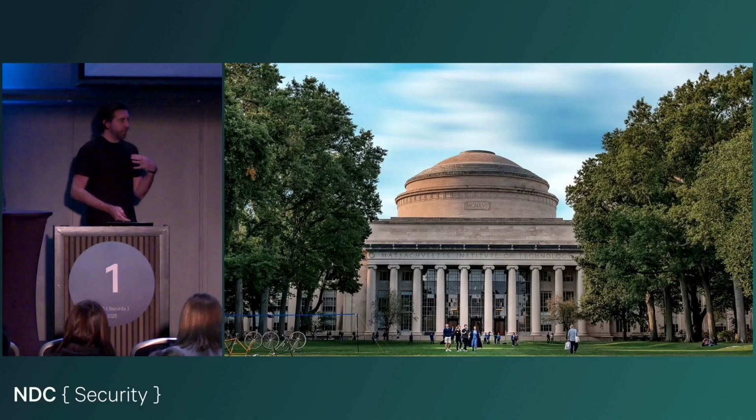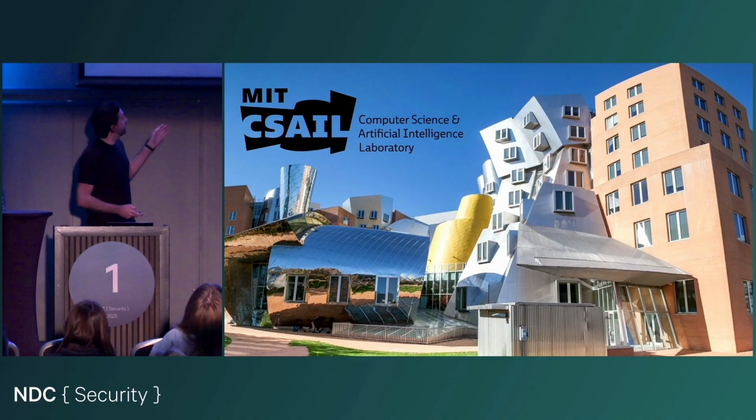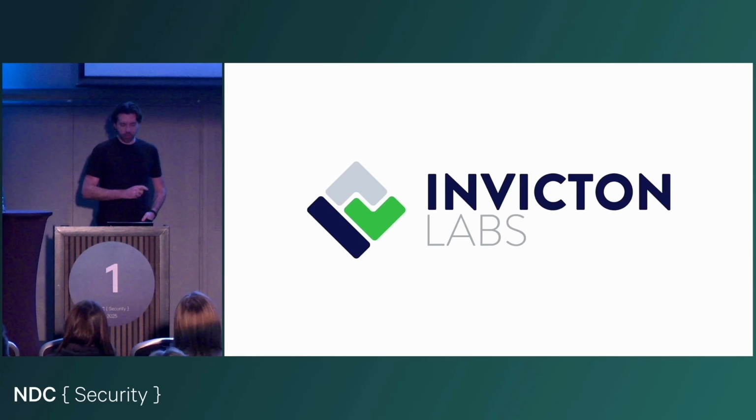A bit about my background: I studied at the Massachusetts Institute of Technology, where I completed my PhD in the Computer Science and Artificial Intelligence Lab, which looks like a Dr. Seuss building, but actually has some interesting stuff going on inside. And now I own and operate my own company called Invictin Labs in Ottawa, Canada. Beautiful place if you ever want to come visit.